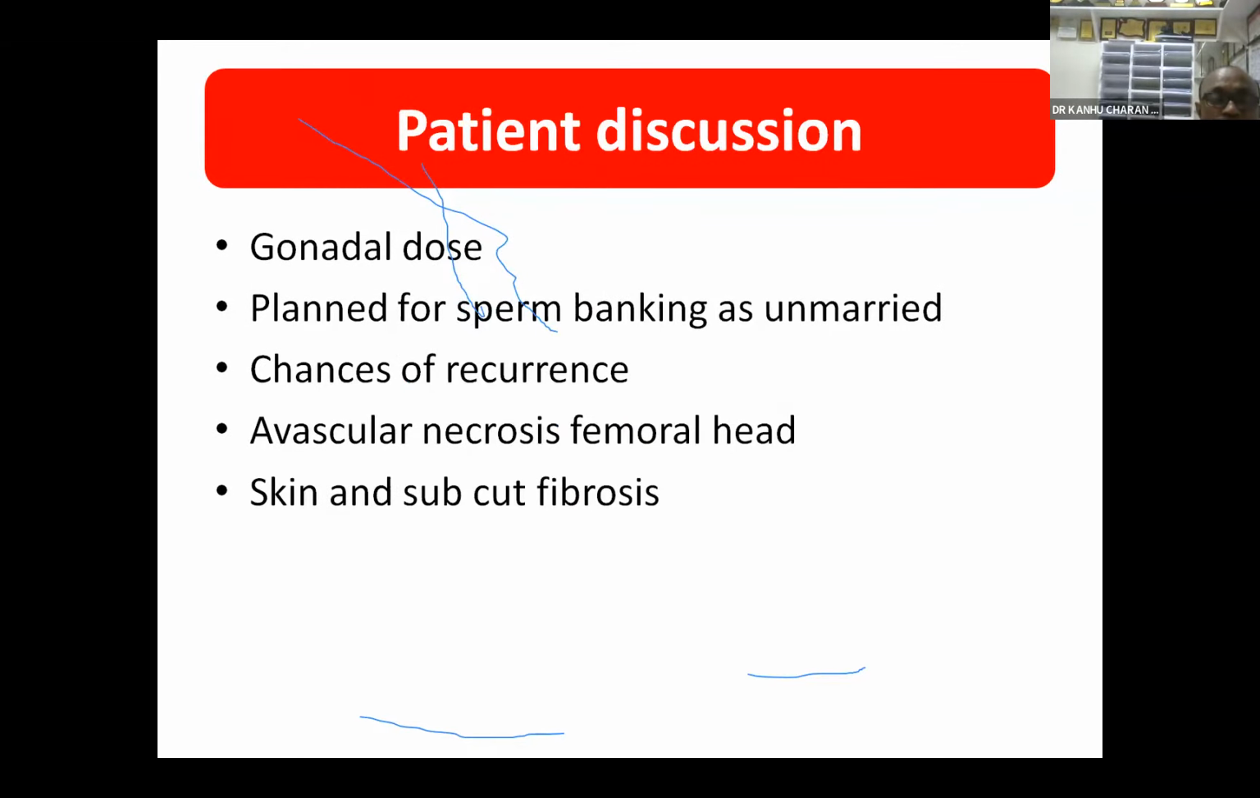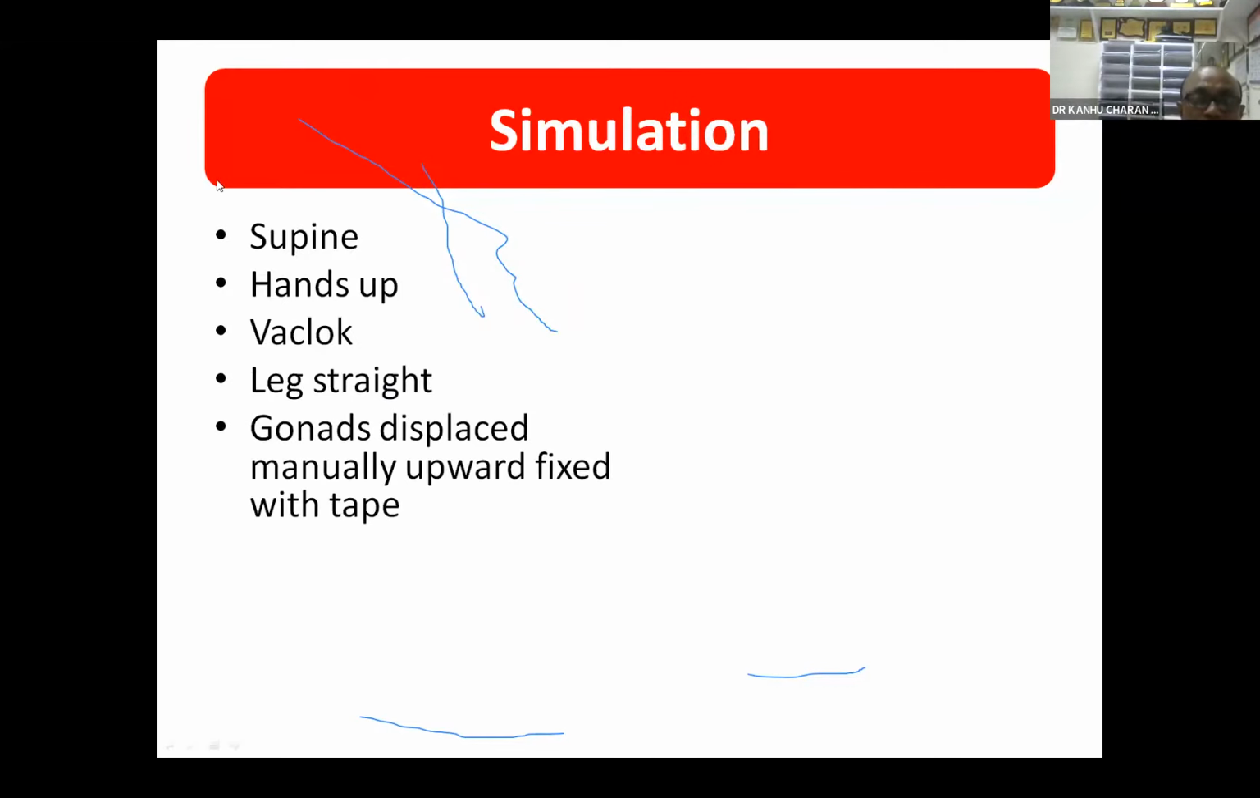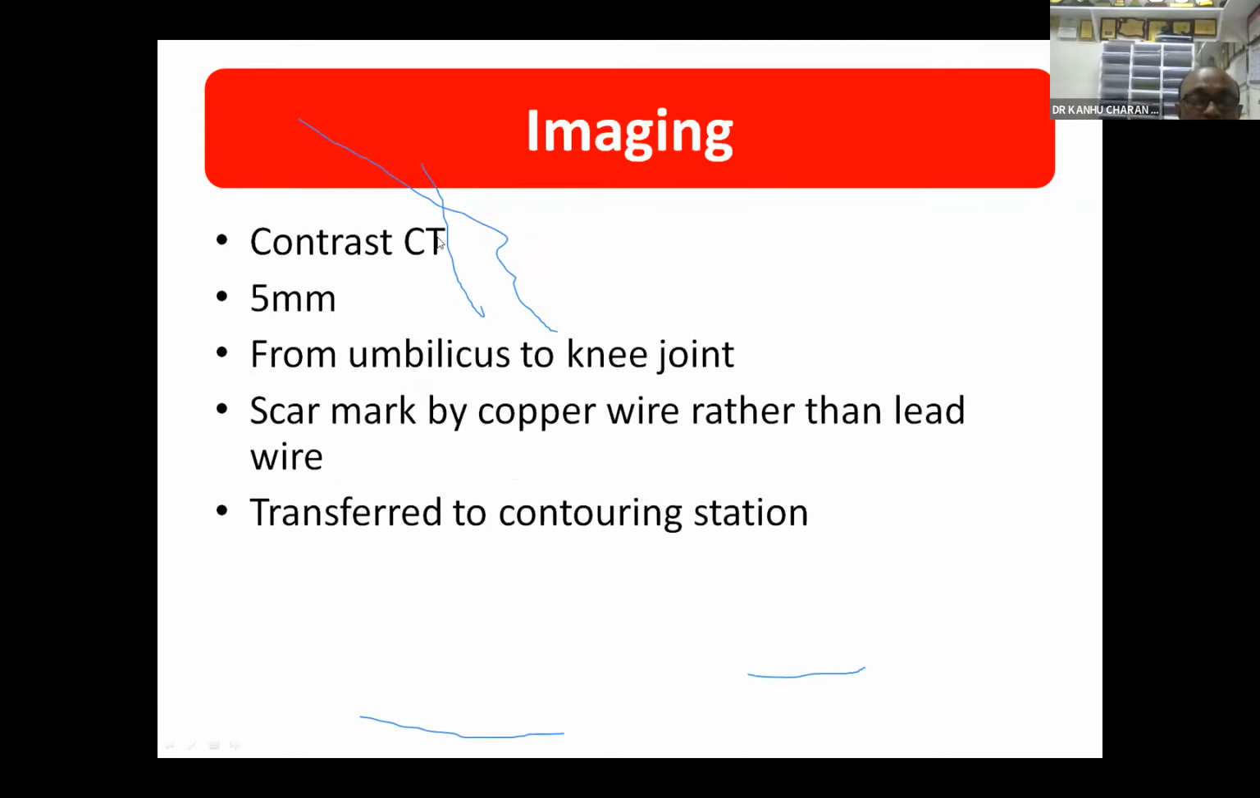We counseled the patient about the gonadal dose and planned sperm banking as he is unmarried, and about chances of recurrence, avascular necrosis of the femoral head, and skin and subcutaneous fibrosis. These are the main things we discussed with the patient. For simulation, we did supine, hands up, legs straight, with the gonads displaced manually upward and fixed with tape. We took a contrast CT at 5 mm from umbilicus to knee joint, with the scar marked by copper wire rather than lead wire, because lead wire causes more artifact. You plan for thin copper wire, then transfer to the contouring station.